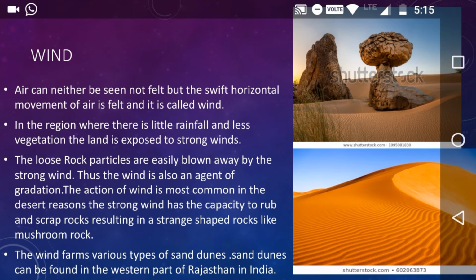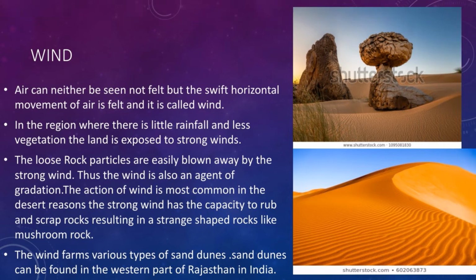The next agent of gradation is wind. Air can neither be seen nor felt, but the swift horizontal movement of air is felt and it is called wind. So, what is wind? If anybody asks you to define wind, then you have to say that air can neither be seen nor felt, but the swift horizontal movement of air is felt and it is called wind.